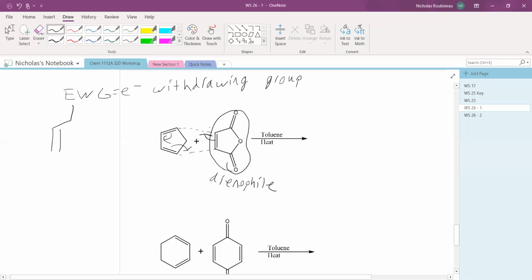And then they're just going counterclockwise, basically. Everything is happening at the same time. So we get a double bond here now, which has changed position.